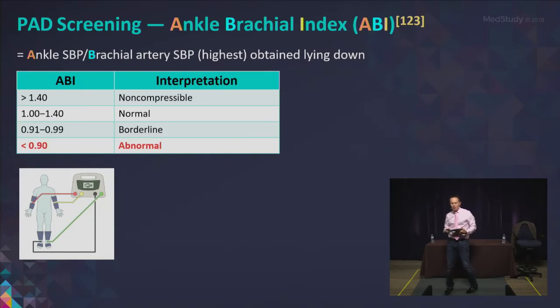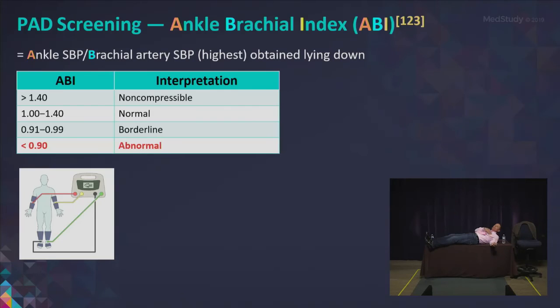So we do the screening for PAD with the ankle brachial index. We have them lay down, and we take a ratio of the highest systolic blood pressure in the ankle, and we divide it by the higher blood pressure in the brachial artery.